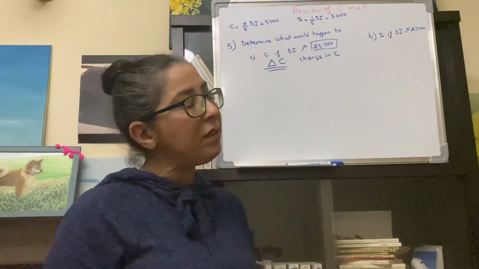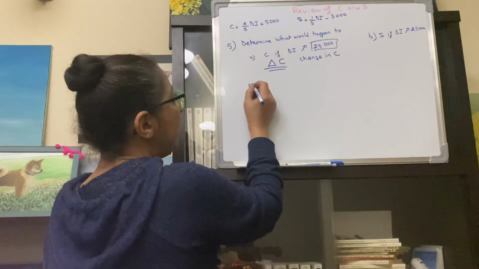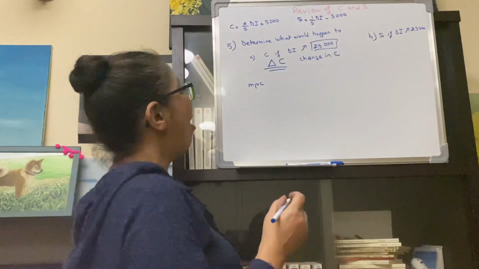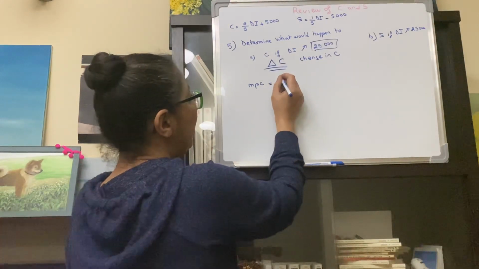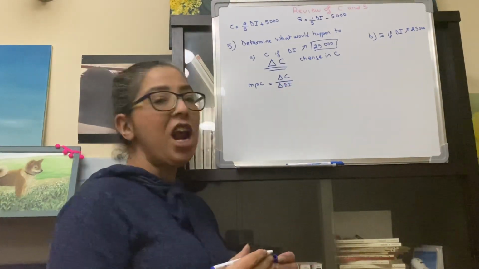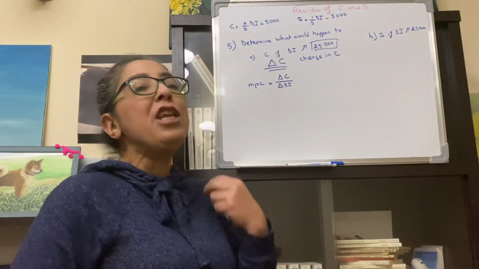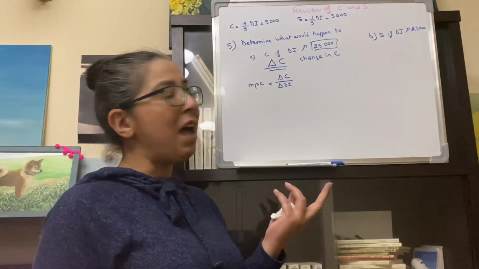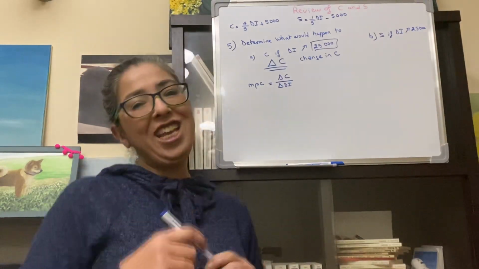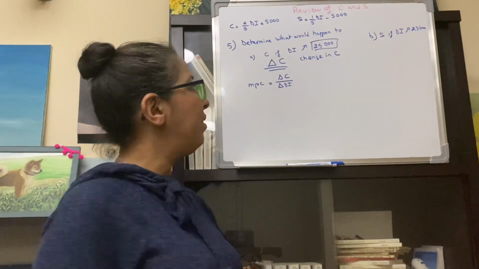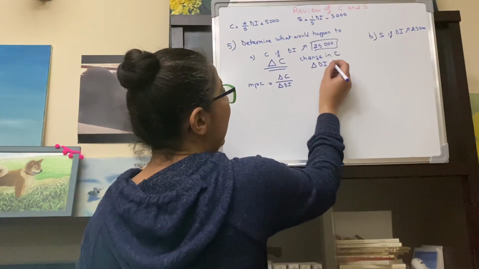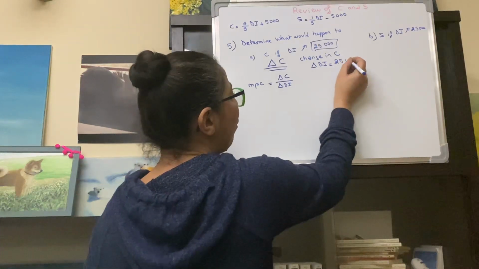What do I have with delta C? You already know that your MPC, marginal propensity to consume, is equal to delta C over delta DI. And I told you that my DI increased by 25,000, which means 25,000 is the change in DI, a positive change. So here I have delta DI equal to 25,000.